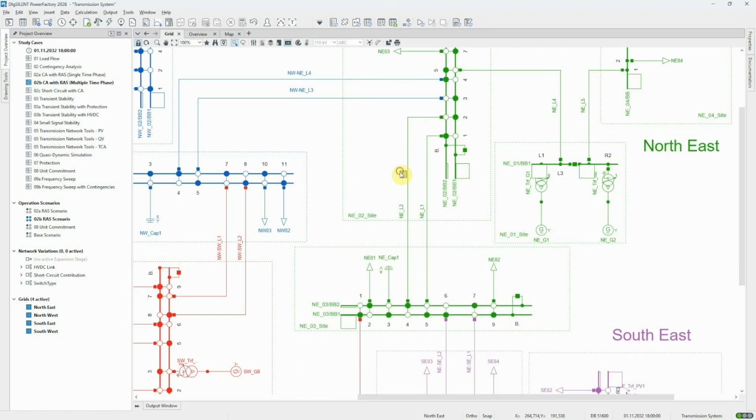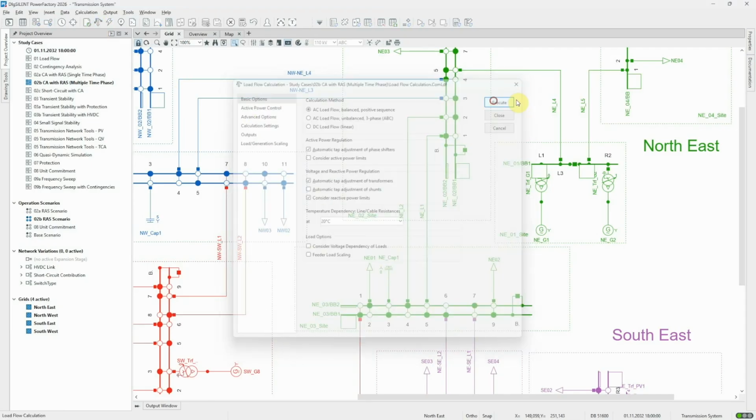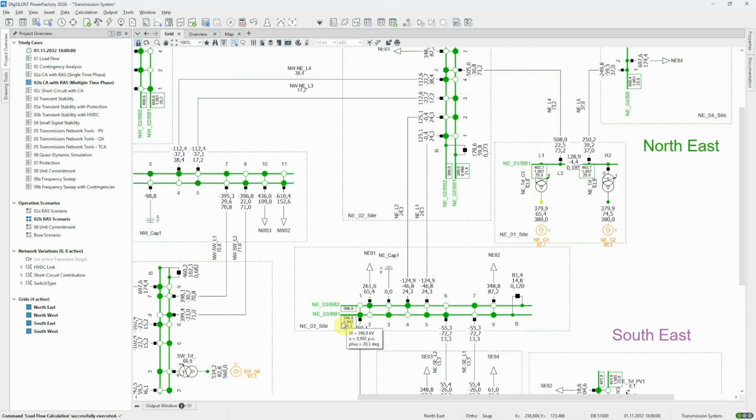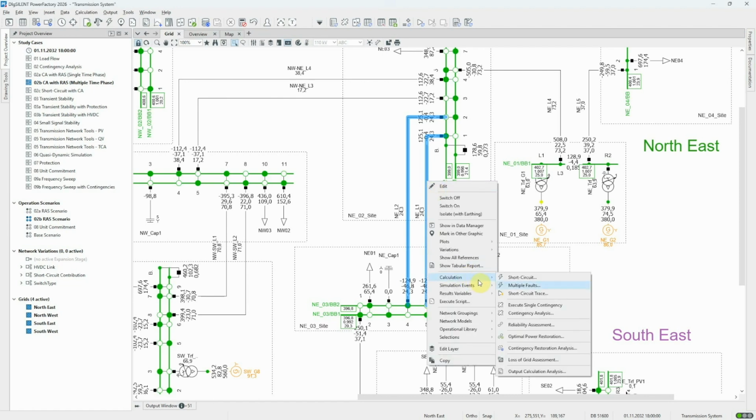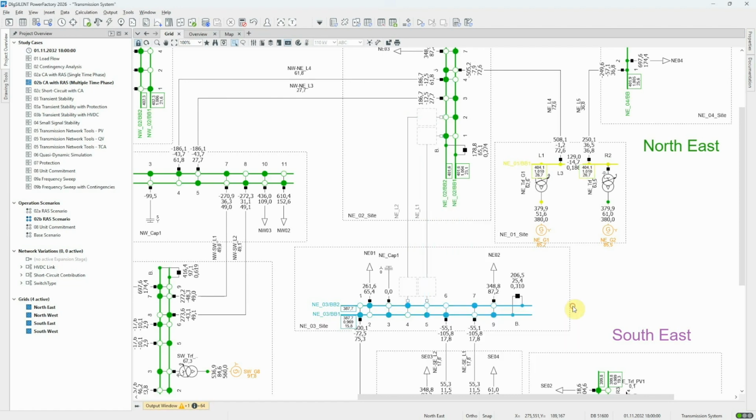Let's consider the impact of a double circuit fault on the network voltage. Under steady-state conditions, the voltage at this substation is close to nominal. However, if this double circuit fault is executed, we can see that the voltage drops.